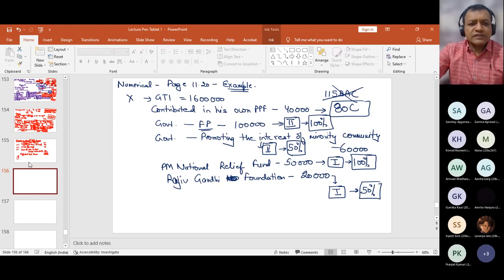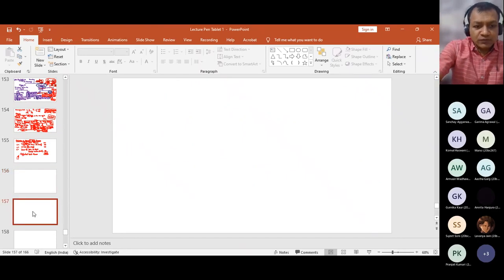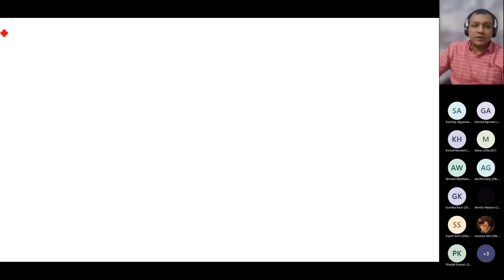Let us start solving questions simply. The question is not asking for 80G. The question says you compute total income. That's it. So I will compute total income. Let us compute total income now.